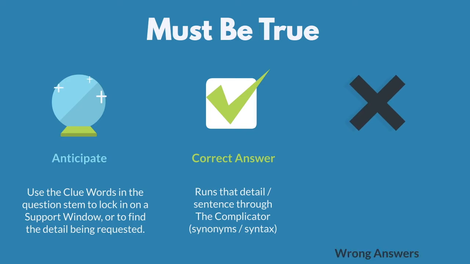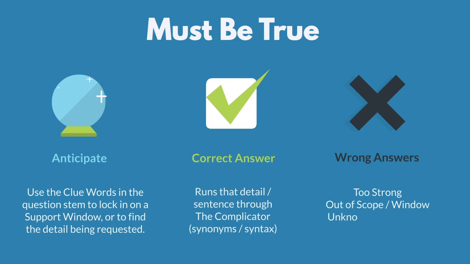When it comes to wrong answers, as always, we're on the lookout for stuff that sounds too strong. We're going to steer clear of anything that brings up something unmentioned or something that's mentioned elsewhere in the passage, not within the support window. We want to be careful of them turning an absolute word like tall into a comparison, like taller. And some answers will just go against what we read.